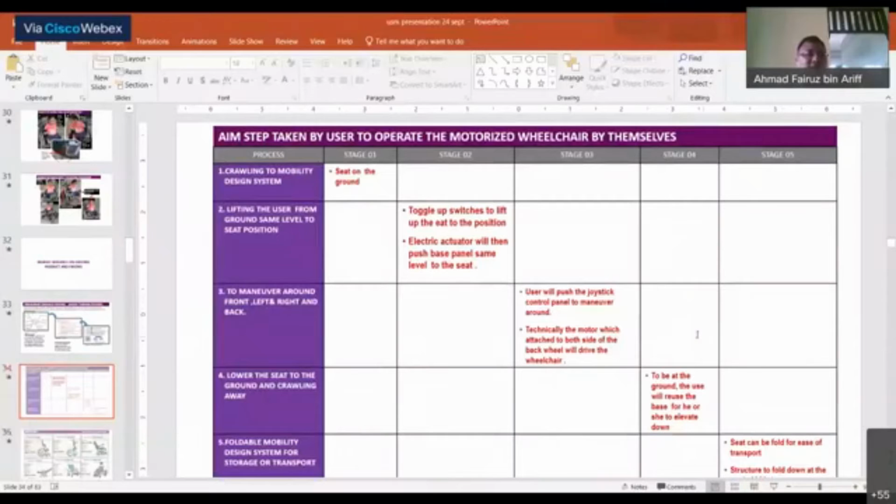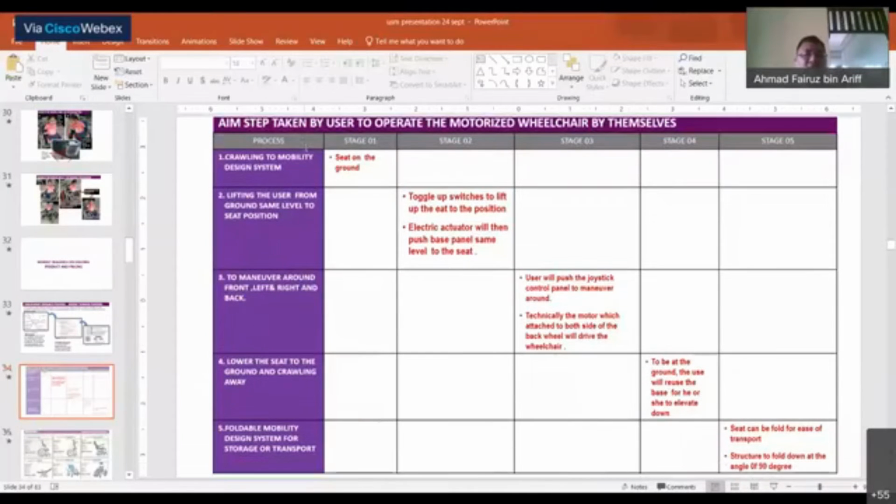So this is the aim of the step, by observation, and then stage one. We list down the aim and the steps taken by the user to operate the motorized vehicle by themselves. So how is it going to be achieved? Based on this, we sum up the process for us to set the target.